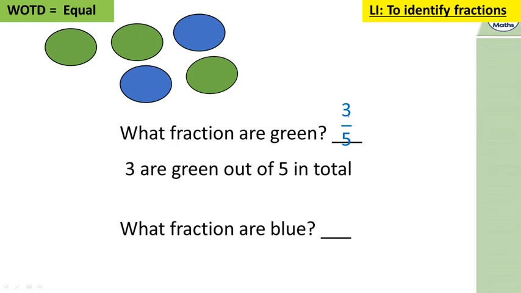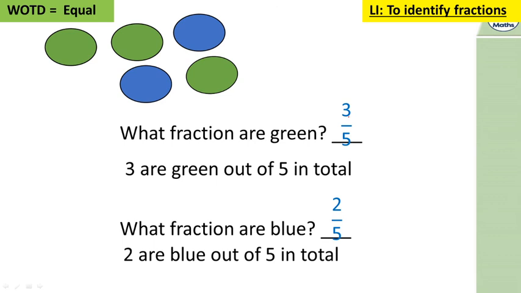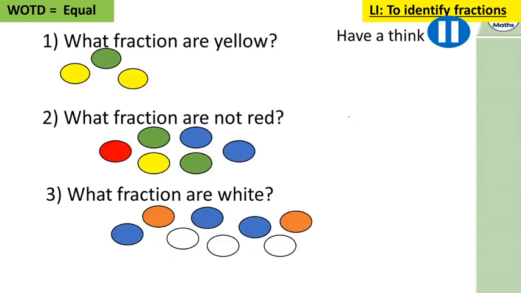What fraction are blue? So 3/5 are shaded green. 2 out of the 5 are shaded blue, which means that 2/5 must be blue. Okay, let's have a go at these questions. The first one is what fraction are yellow? The second one is what fraction are not red? And the third one is what fraction are white? So you need to count the total number and then how many of those are shaded in the way that you've been asked to look for. So pause the video, have a quick go at those.